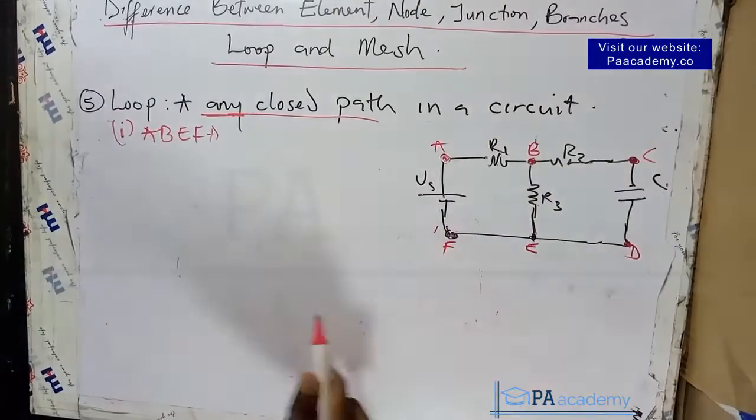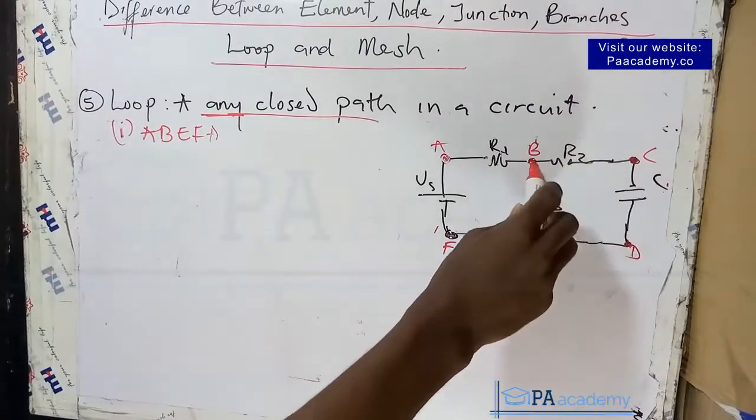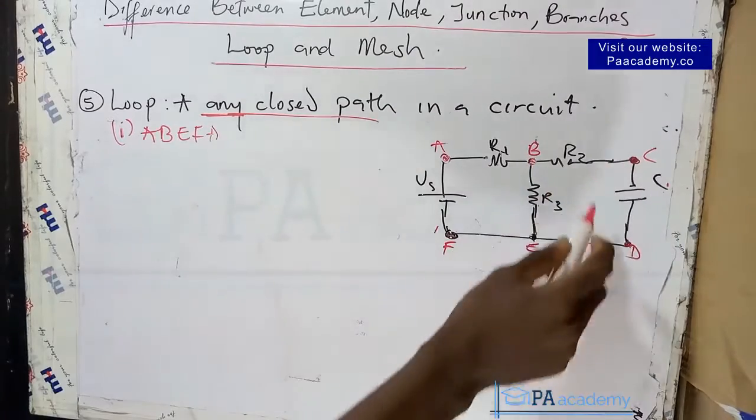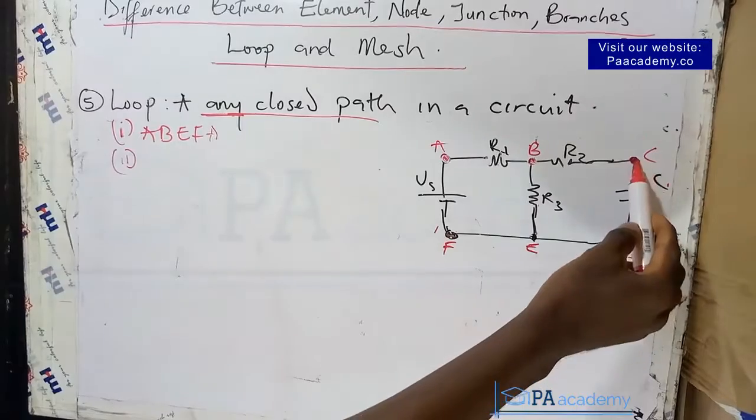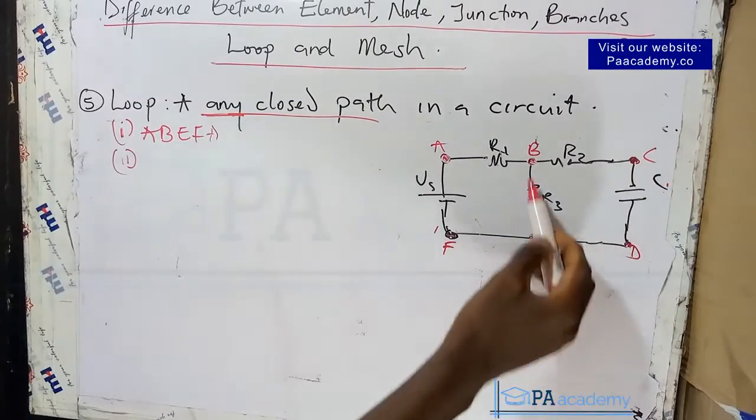Now, if you look at this side, if we start from B and move in a clockwise direction, we will see that from B we move to C, D, E, and back to what?